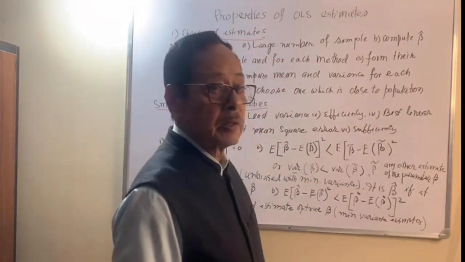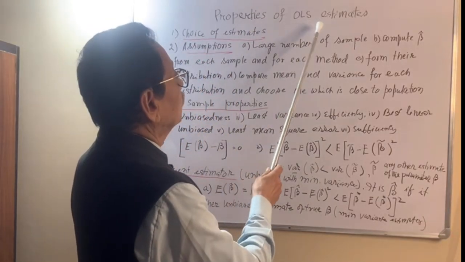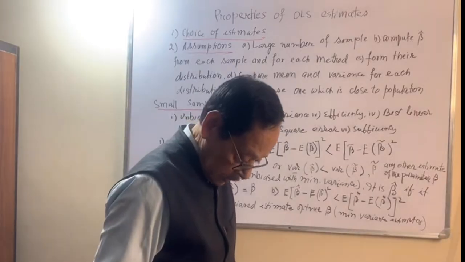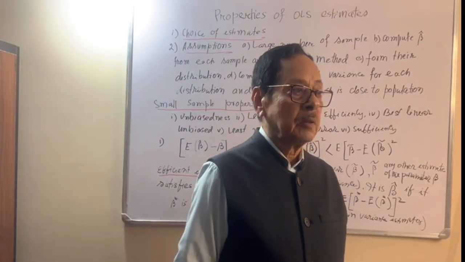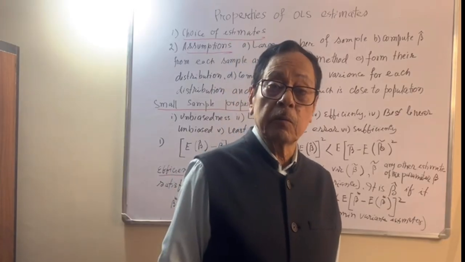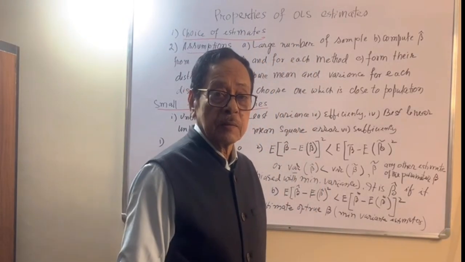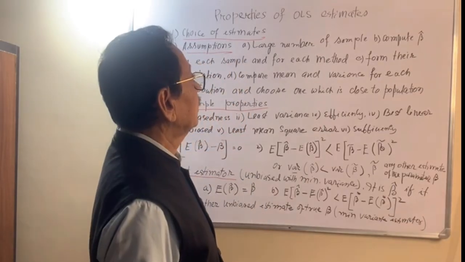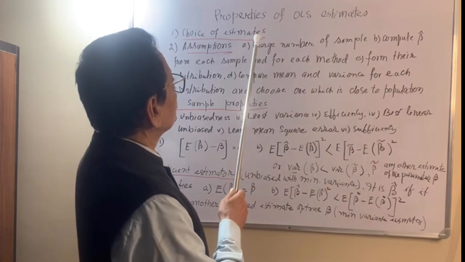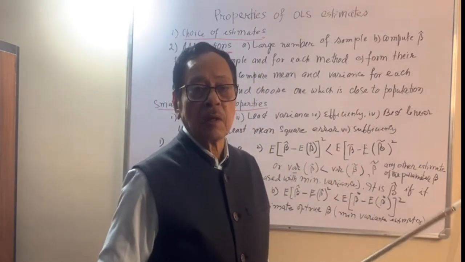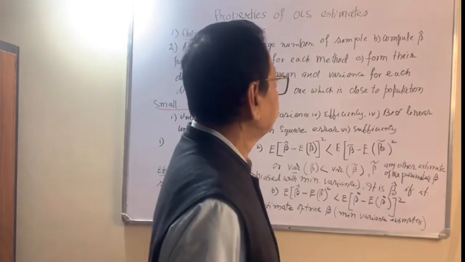Today's topic for discussion is properties of OLS estimates. In our earlier lecture, we discussed thoroughly how the parameters are estimated through the OLS, ordinary least squares method. Now we'll discuss what the properties of the least square parameters are.